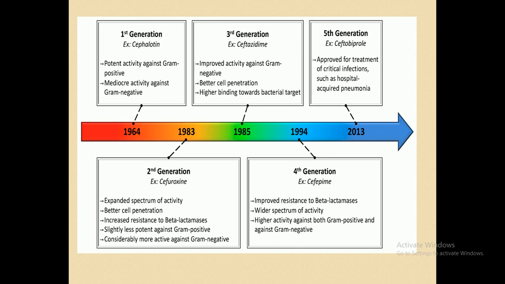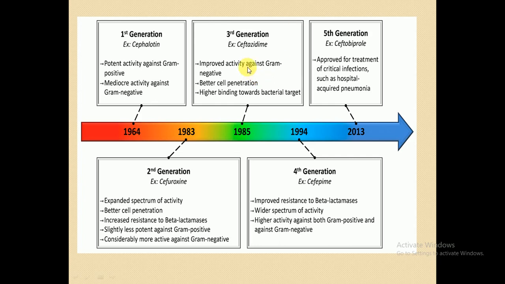It was discovered in 1964, and after that in 1983 the second generation, also called cephalosporins, was discovered. So it has an expanded spectrum of activity and better cell penetration. It has increased resistance to the beta-lactamases, and it is slightly less potent against gram-positive and considerably more active against gram-negative. While the third generation was introduced in 1985, and that antibiotic is called ceftazidime. So it has improved activity against gram-negative bacteria.